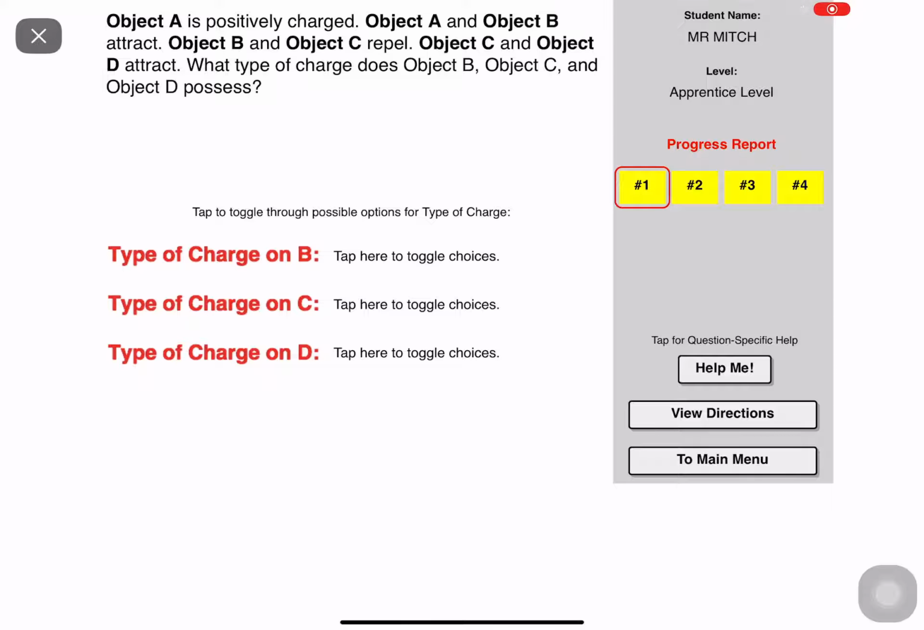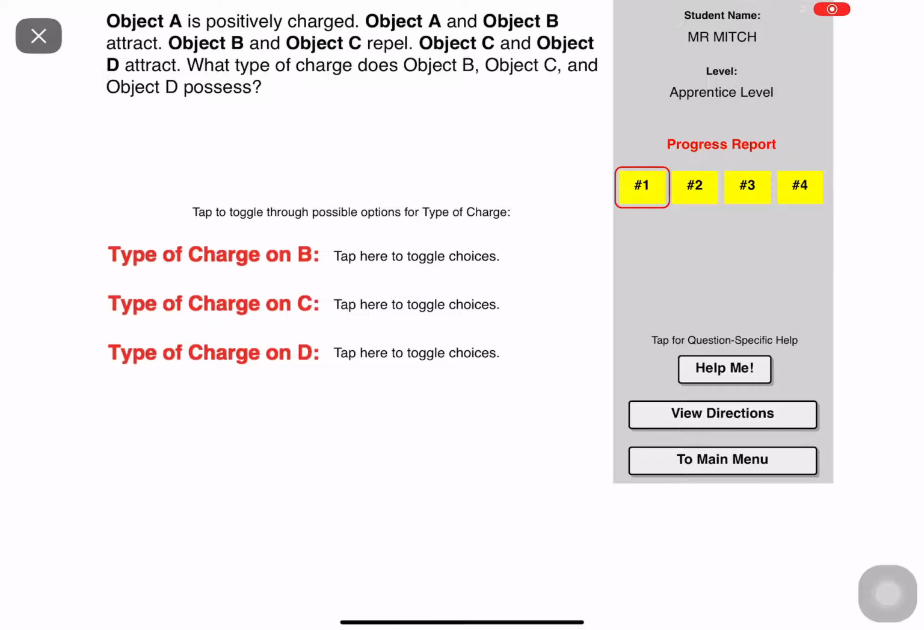Now, it says A and B attract. So if A and B attract, B could possibly be negative because opposites attract, but it could also be neutral because neutrals are attracted to a positive charge and neutrals are attracted to a negative charge.